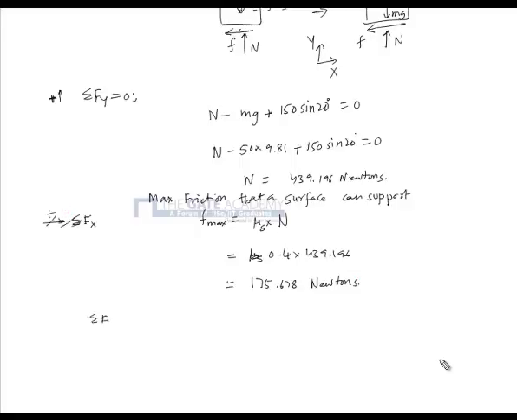I'll find sigma Fx, taking forces towards the right as positive and towards the left as negative. So it will be 150 cos 20, which is the only force acting towards the right, and F is the frictional force. I don't know whether this F crosses the maximum friction or is less than it. The value of 150 cos 20 comes out to be 141. So for the block to be in equilibrium, my friction force comes out to be 141 newtons, and that is acceptable because it is still less than the maximum frictional force.